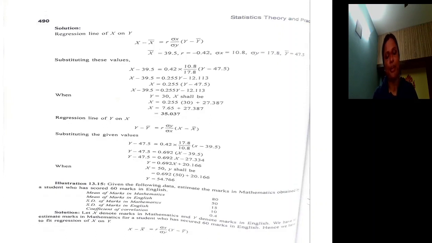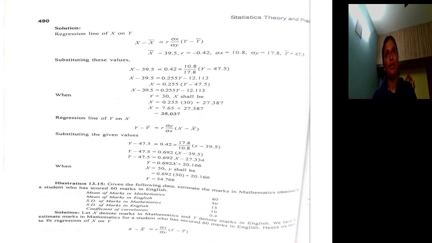x minus 39.5 is equal to 0.255y minus 12.113. When we simplify it, the equation becomes x is equal to 0.255y plus 27.387. In the place of y, we put the given value of y, that is 30. Again we simplify: 30 into 0.255 is 7.65, plus 27.387. The answer is 35.037. This means that when the value of y is 30, x is equal to 35.037.